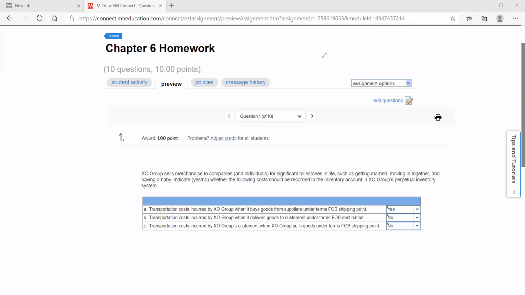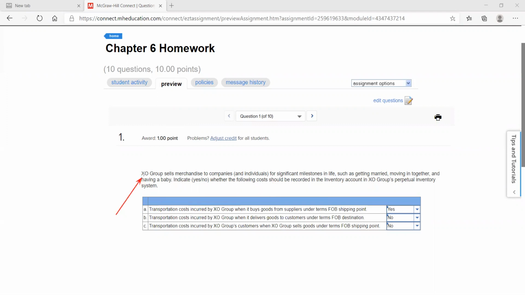All right, so let's check out some of your homework questions in chapter 6. This is number 1. And on problem number 1, we're going to be looking at the concept of FOB shipping point versus FOB destination. In this problem, we've got the XO group. They sell merchandise to companies for significant milestones in life, such as getting married, moving in together, having a baby, etc. Indicate yes or no whether the following costs would be recorded in the inventory account for XO.